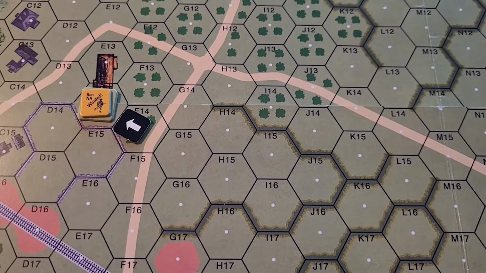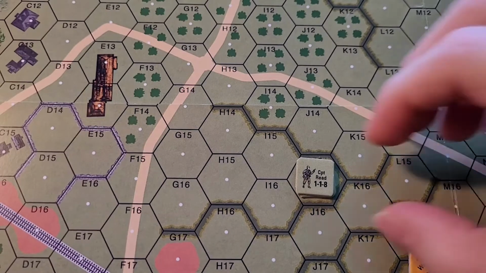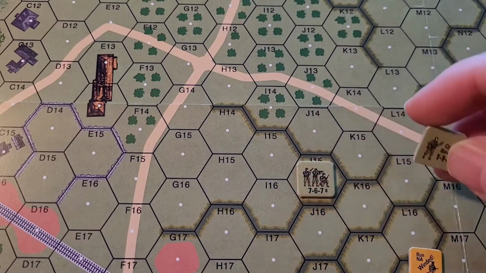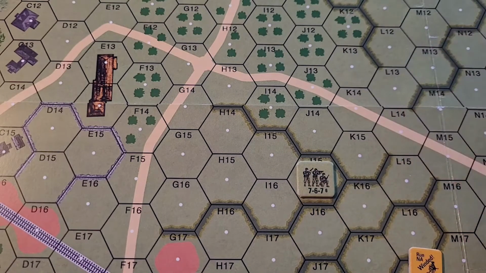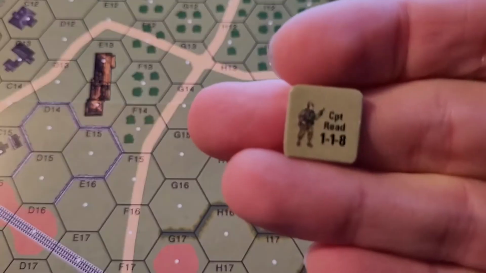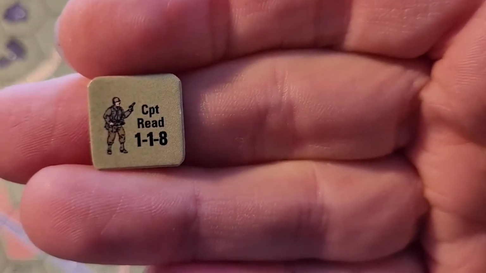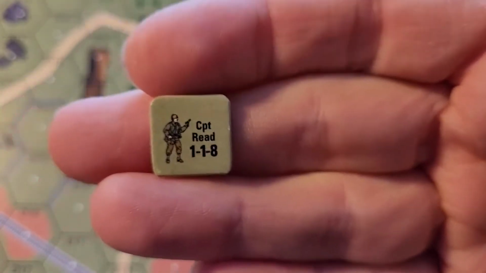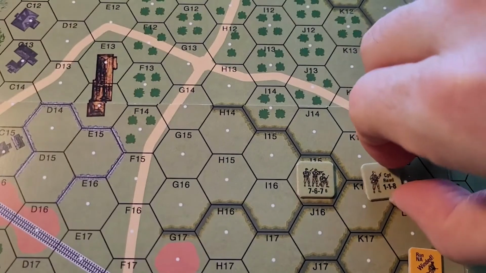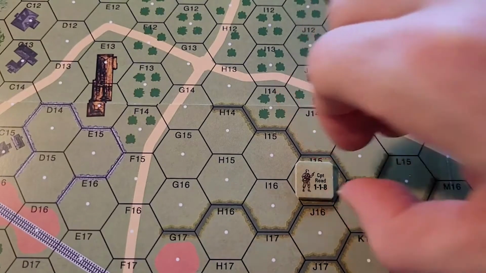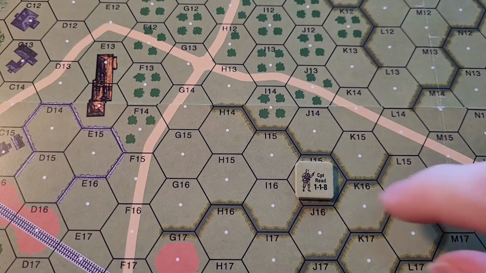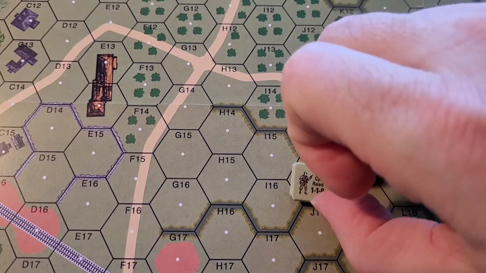Okay, so now if we have a leader with us, this will change. Let's take a look, and I'll reset it and add a leader. As you will see, I have added Captain Reed to my stack. If it's just a leader, he has one more movement point. So if you assault moved, a leader can go 5. If you run, a leader can go 8. The nice thing is that 1 point will go along with the unit that it's stacked with. So in this case, he has 5 movement points.